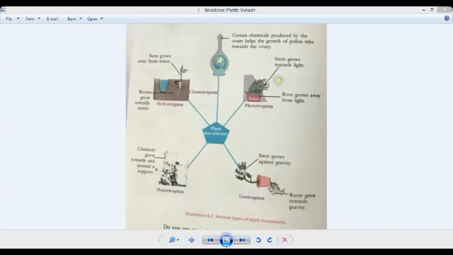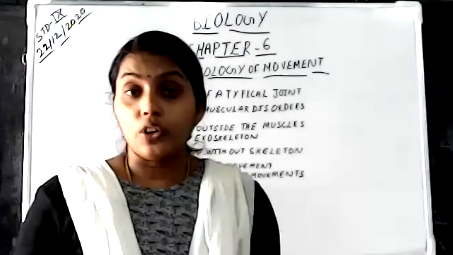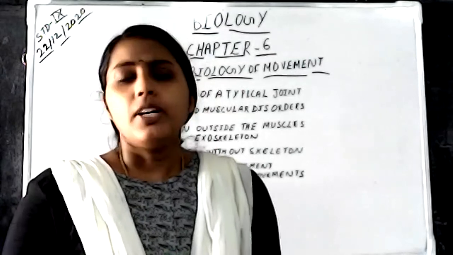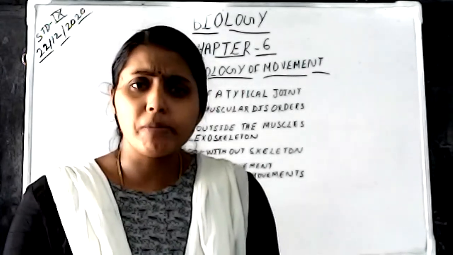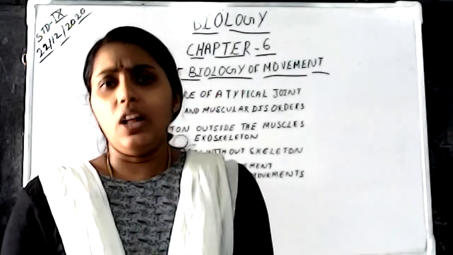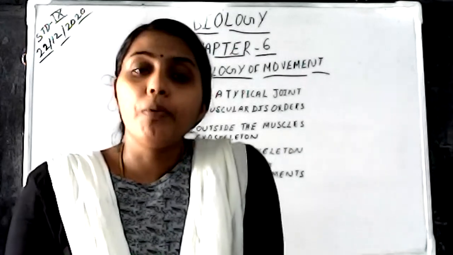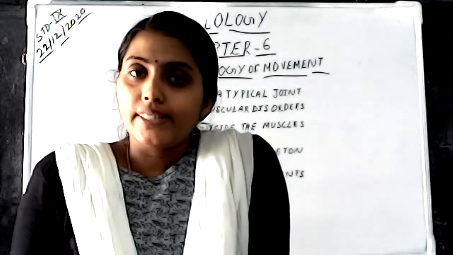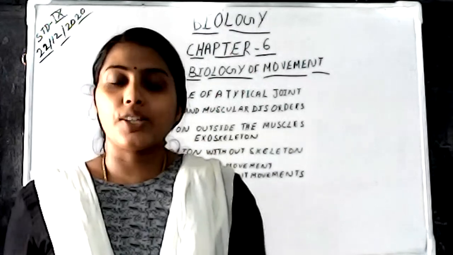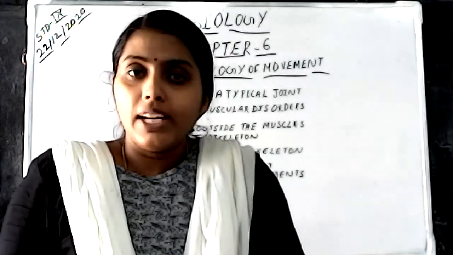Which are the different kinds of plant movement? Phototropism, chemotropism, geotropism, hydrotropism, haptotropism. All these are the different types of movement shown by the plants. Is it clear for you? So by this topic, our chapter is completed.